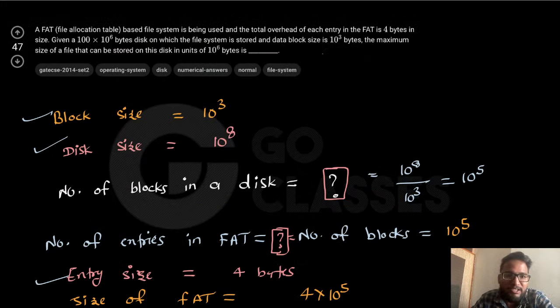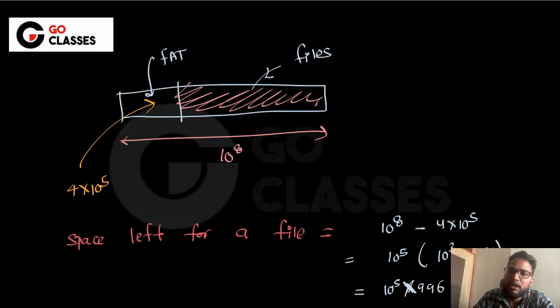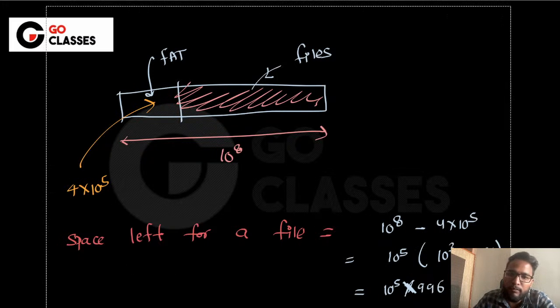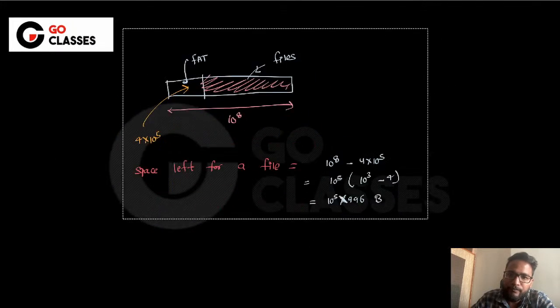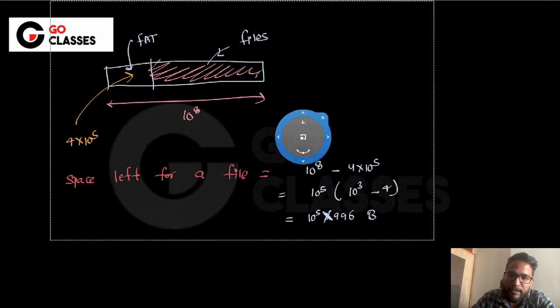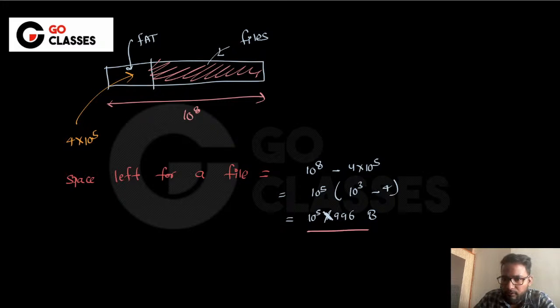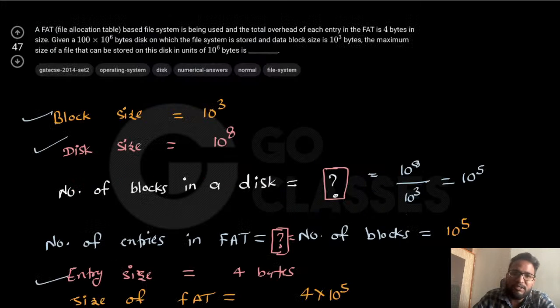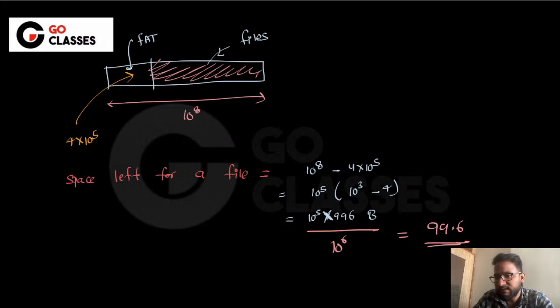So they are saying the maximum size of the file that can be stored in the unit of 10^6 bytes, which means you need to divide by 10^6. So if you divide this number by 10^6, then you will get your answer. Can you do it? So if you divide it by 10^6, then I think 99.6 is your answer, right? There won't be any unit because 10^6 itself is bytes, so byte to byte will get cancelled out. So 99.6 is your answer.